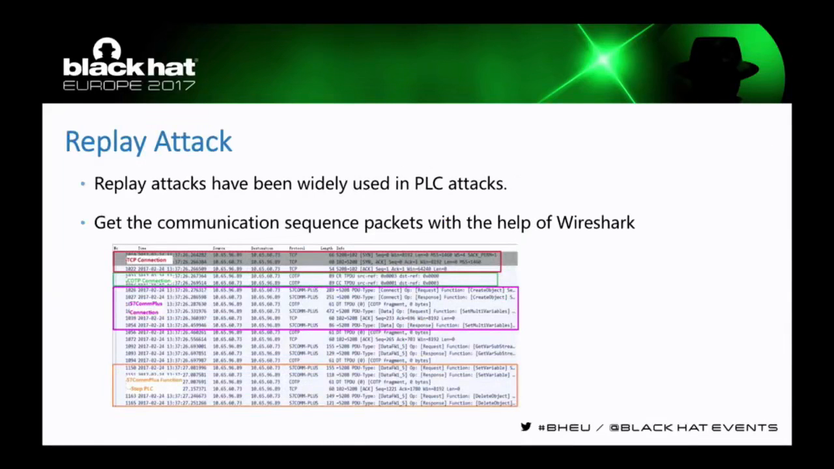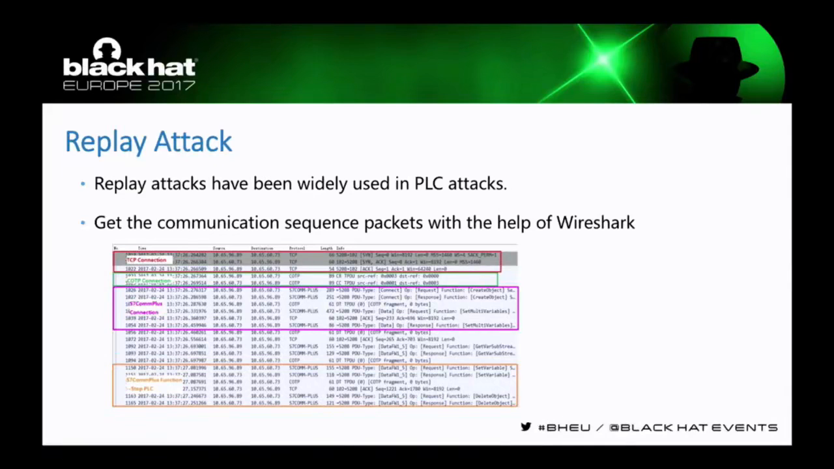Replay attack has been widely used in PLC attacks. We can build a small environment with a PLC, a PC, and a hub. For example, click the stop button on the PC, and then use packet capture software like Wireshark to capture the packets communicated between the PLC and the PC. After the PLC has been stopped, we can take the packets we have already obtained and send them back to the PLC. Then the PLC could be controlled with these packets.